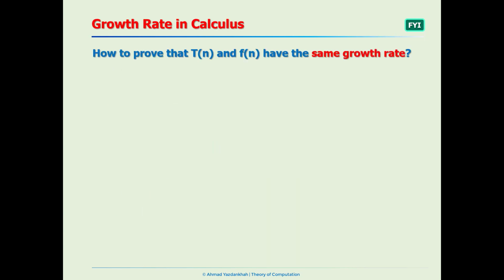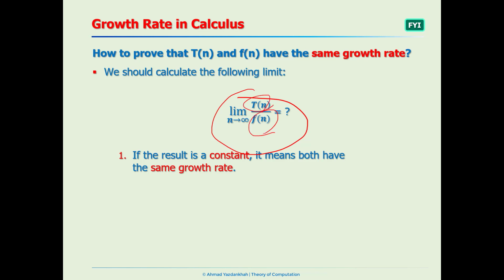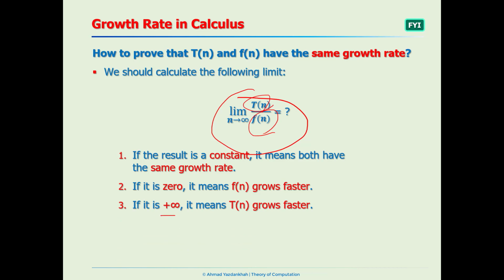Okay, another very quick thing, how can we prove that two functions have the same growth rate? You need to solve this limit in calculus. So if the result of this limit is a constant, then it means that t of n and f of n have the same growth rate. If the result is 0, it means that f of n grows faster, and if it is positive infinity, then it means that t of n grows faster.